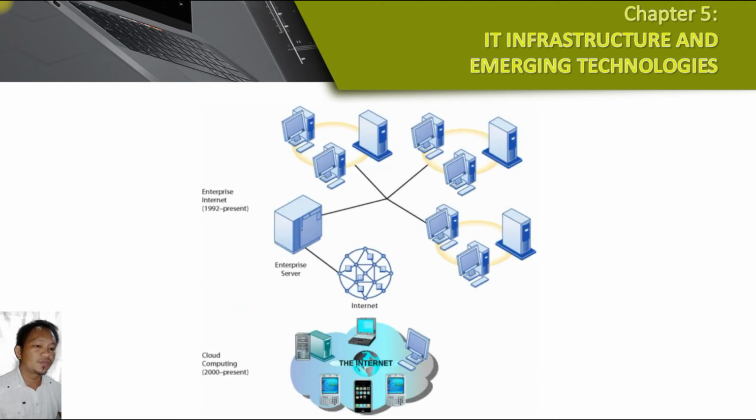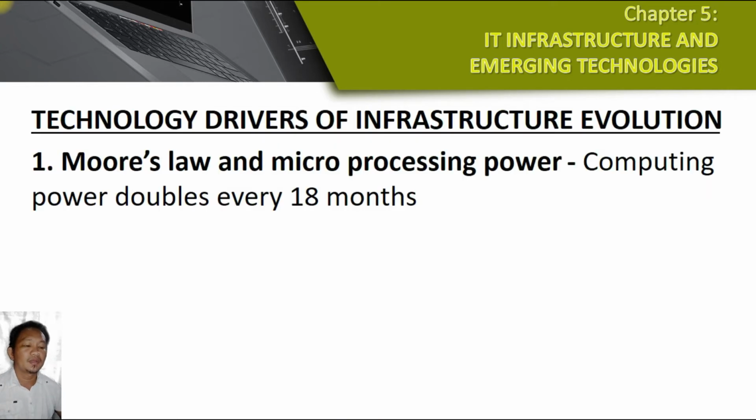This image shows the evolution from 1992 to present, and the presently used system, which is the cloud computing. Technology drivers of infrastructure evolution. Moore's law and microprocessing power. It states that computing power doubles every 18 months.